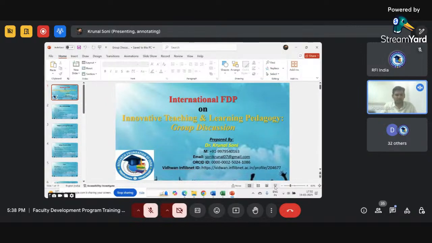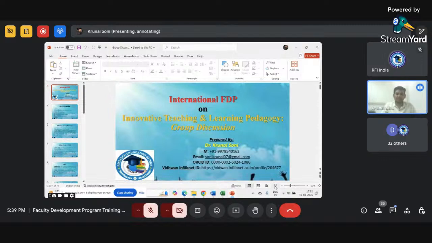If at all we are conducting any group discussion, there are certain do's that every candidate needs to follow, and there are certain don'ts during the process of group discussion that every candidate needs to take care of. These things need to be moderated by the moderators, and they have to be informed well in advance so that people have a clear-cut idea during the process of what should be done and what should not be done.